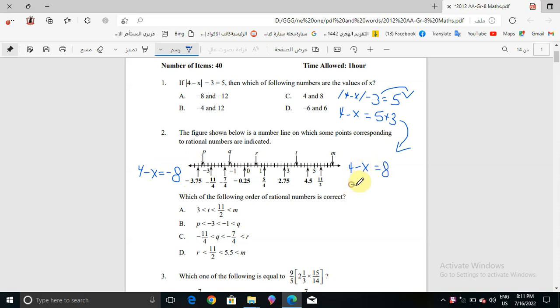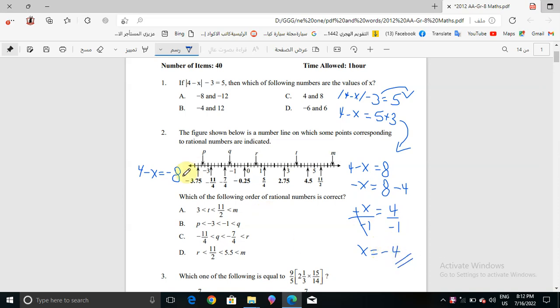So what we'll do here, it will be negative x is equal to 8 minus 4. Then negative x is equal to 4. Then divide both sides by negative 1. Then cancel negative by negative, and x is equal to negative 4, which is the first x.